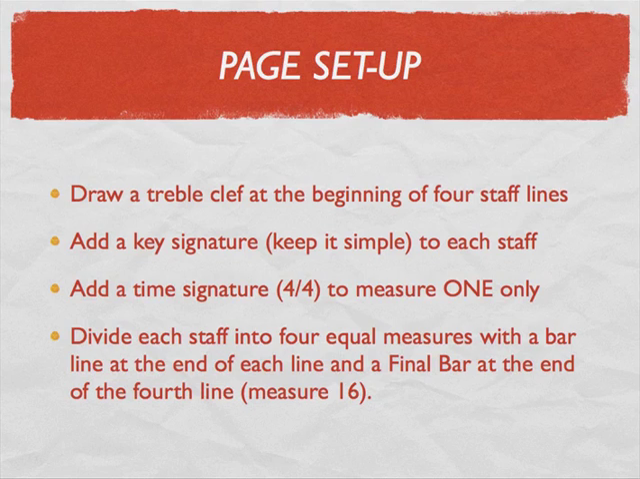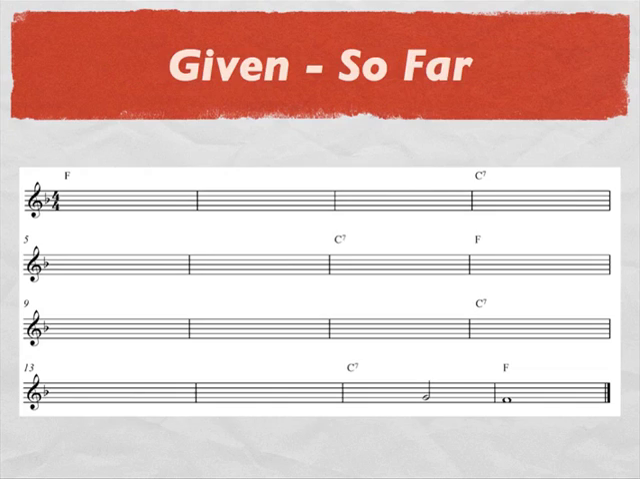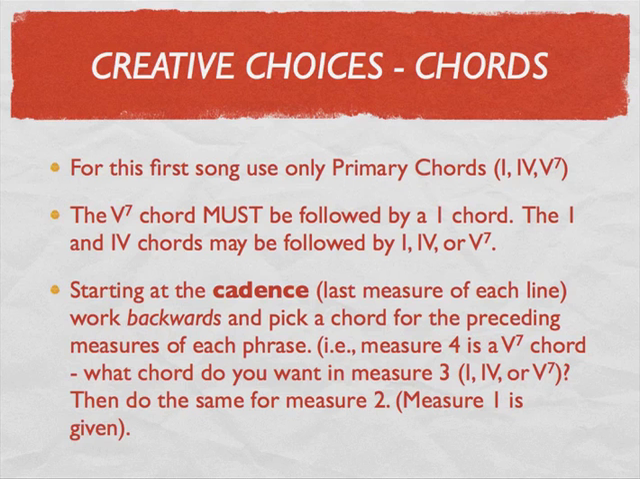So we start with page setup, and when you read this and do it, you'll have 16 measures ready to fill in. And we have some given notes and chords that will assure that we have a successful cadence at the end of each phrase, and the piece will sound finished when we get done. And so here's an example of what we have so far in the key of F, but it could be in any other key. And now we get to have some creative choices.